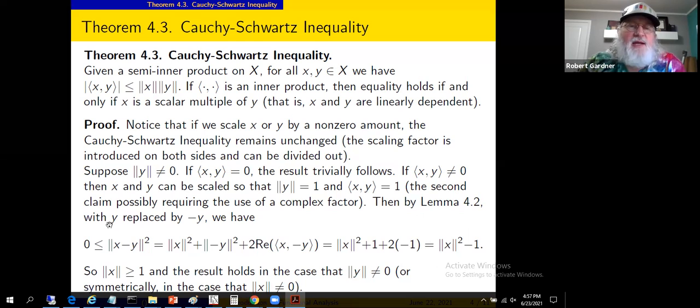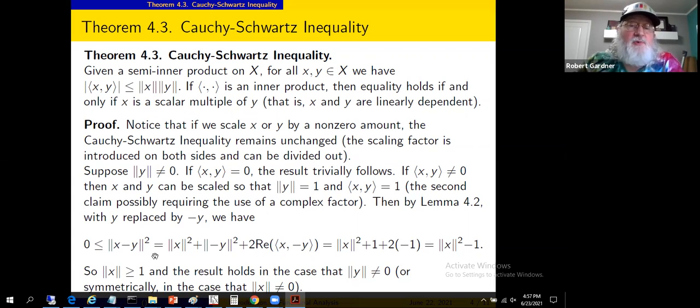Apply that, but take y and replace it with negative y. We had the semi-norm squared of x plus y. Replace y with negative y, so we get the semi-norm squared of x minus y. Semi-norms are non-negative, so we put a 0 over here: 0 is less than or equal to this semi-norm squared.